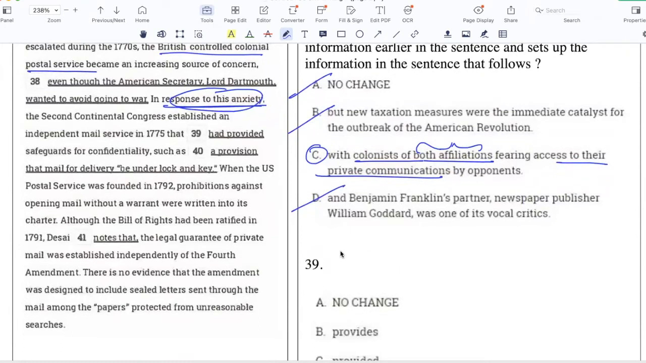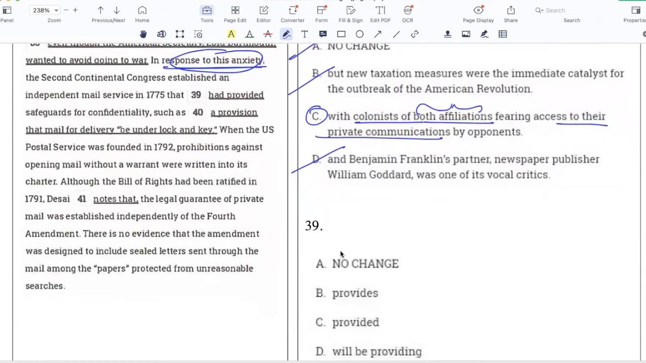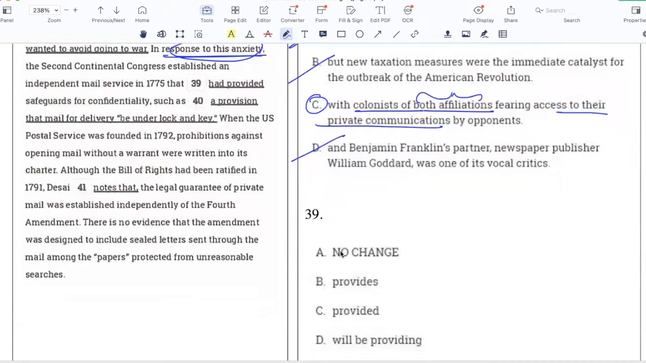In response to this anxiety, the Second Continental Congress established an independent mail service in 1775 that, now I need to decide the correct tense, so that provided safeguards, right? The sentence is in the past tense, so I'll simply stick to the past tense.